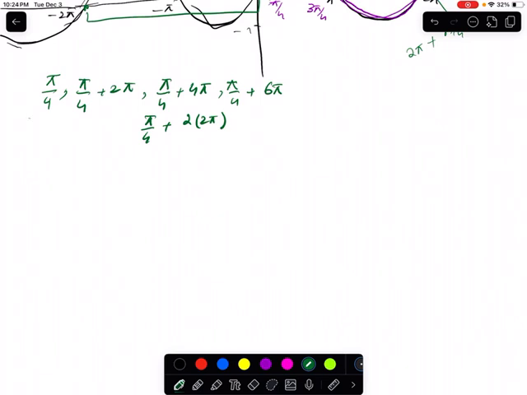Okay, let me rewrite it. This one can be written as pi over 4 plus 0 times 2 pi. This is pi over 4, this one.